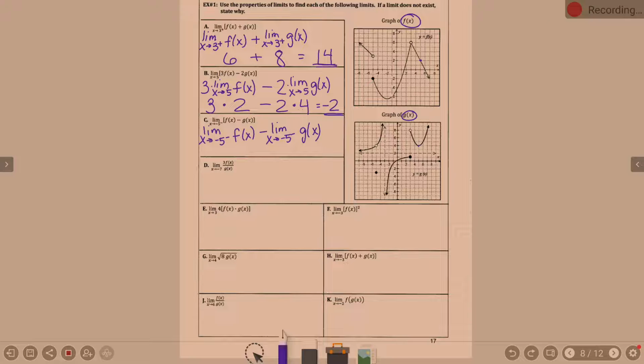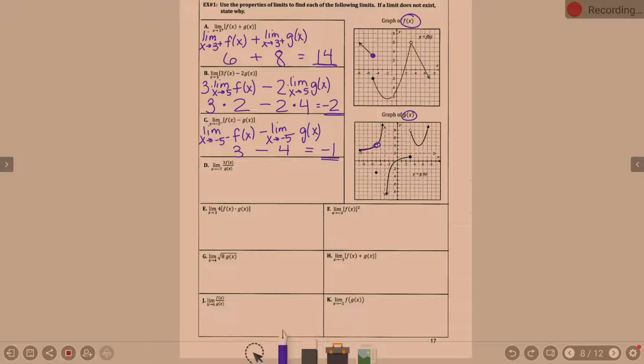Okay, so what about the first piece? The limit as x approaches -5 from the left. Right there. I can go with 3. Minus the limit as x approaches -5 from the left on g of x. -5, excuse me. 3 minus 4 is -1. Okay.